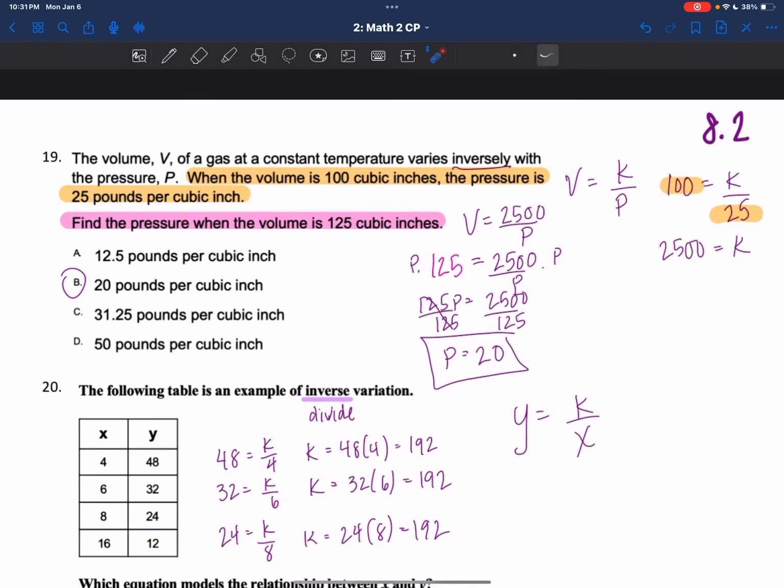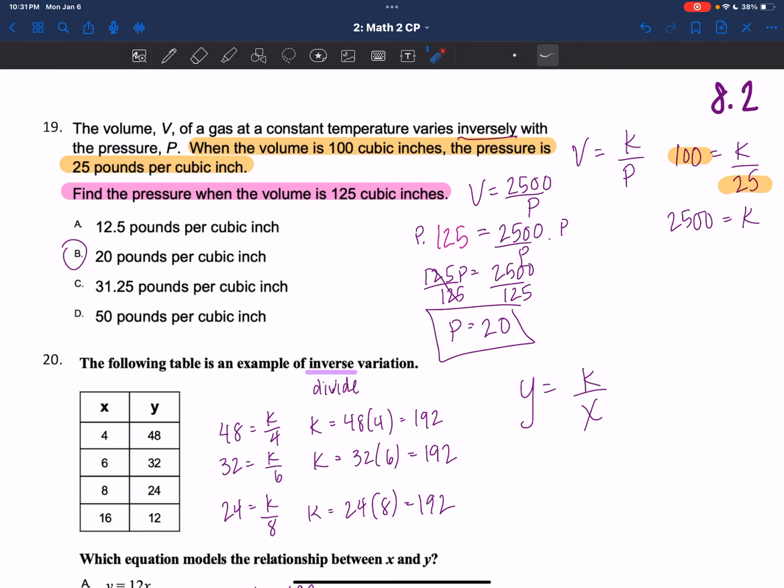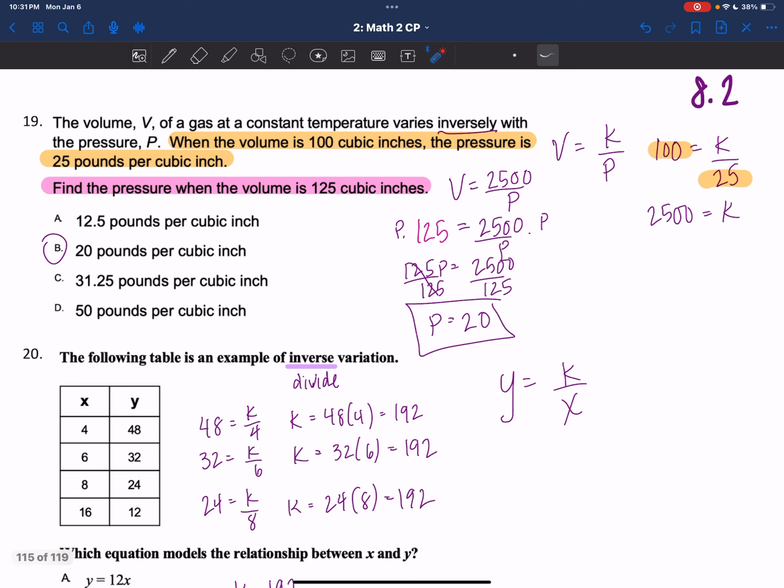All right, so for this one, it says the volume V of the gas is a constant which varies inversely, so that means you're dividing, with the pressure P, so you're dividing by P. And so this second part is just what you do next. So this first part is telling you to set it up, and now the volume is 100. The pressure is 25 pounds.